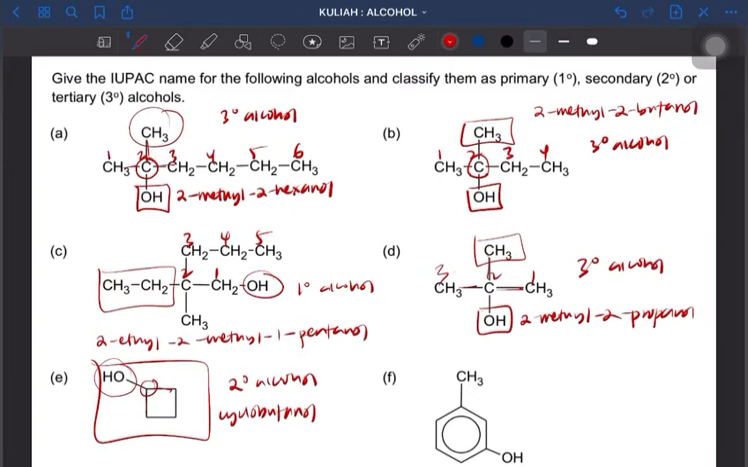Alright, last one, F. We have this structure. We know this is a phenol. So 1, 2, 3: 3-methylphenol. Or we can name it by position, ortho, meta, para. So this is meta, so meta-methylphenol.